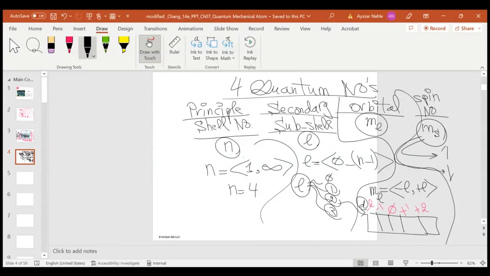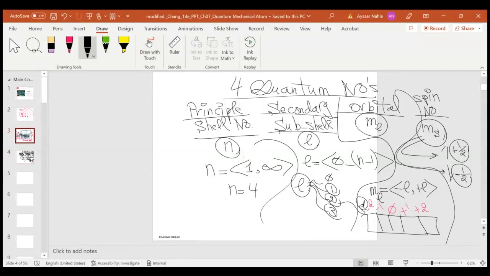The one that is going up, we give ms equal to plus half, and this one will be minus half. Plus half and minus half. Is this clear? With this, we can get every element. We will find the four quantum numbers of every element.